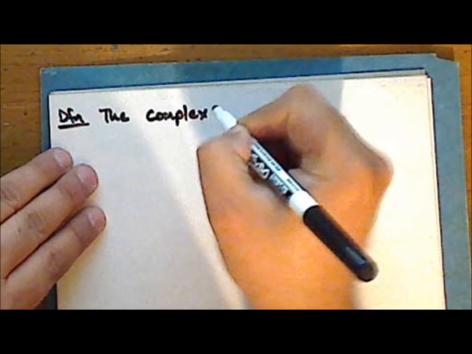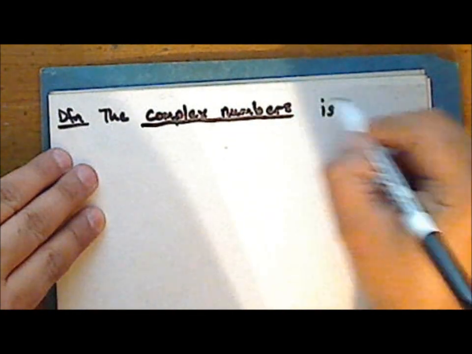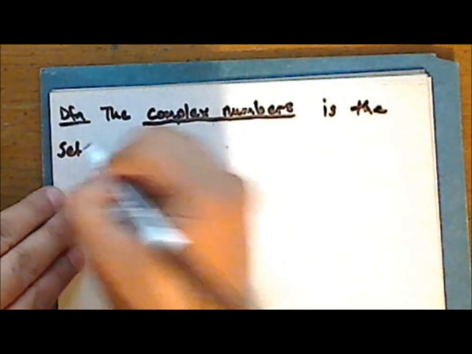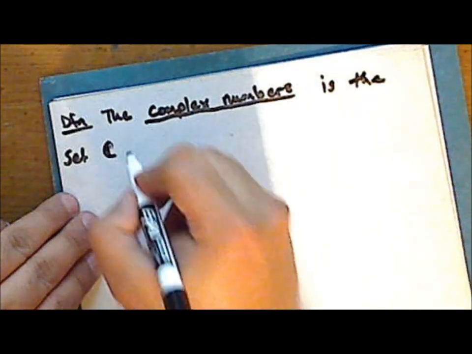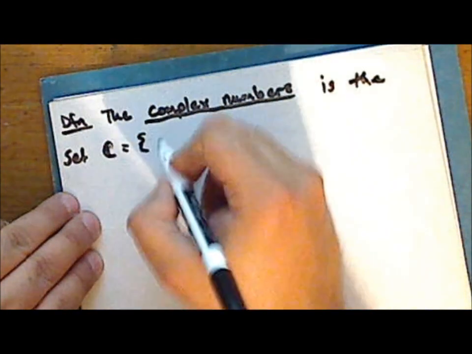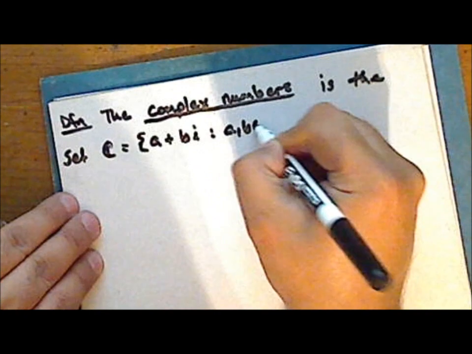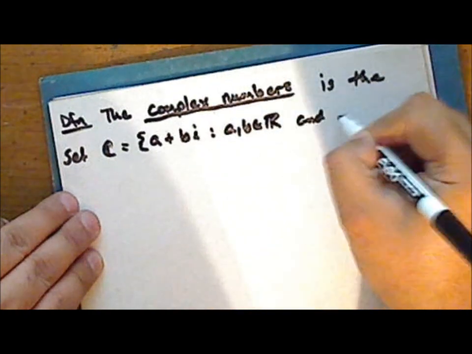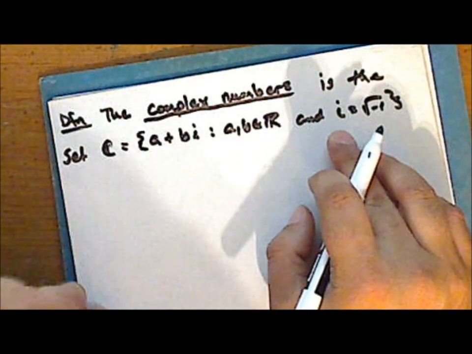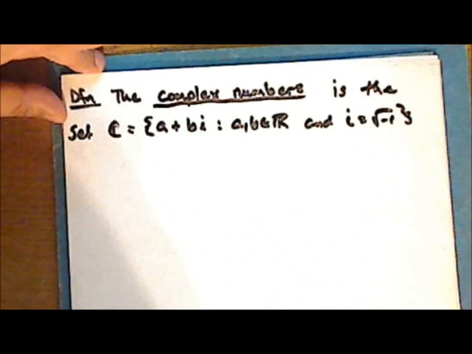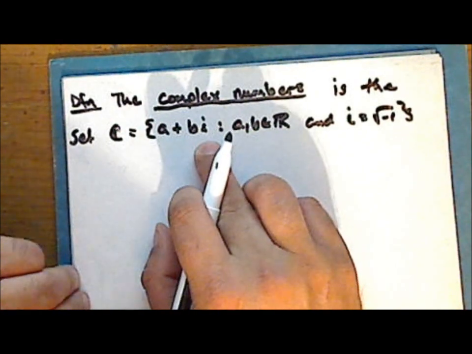The complex numbers is the set. And the symbol for the complex numbers is an ornate or blackboard bold letter C, and this is the set of all numbers of the form a plus b times i, where a and b are real numbers, and i is the square root of -1. That is the imaginary unit. So complex numbers are linear combinations of multiples of the number i.